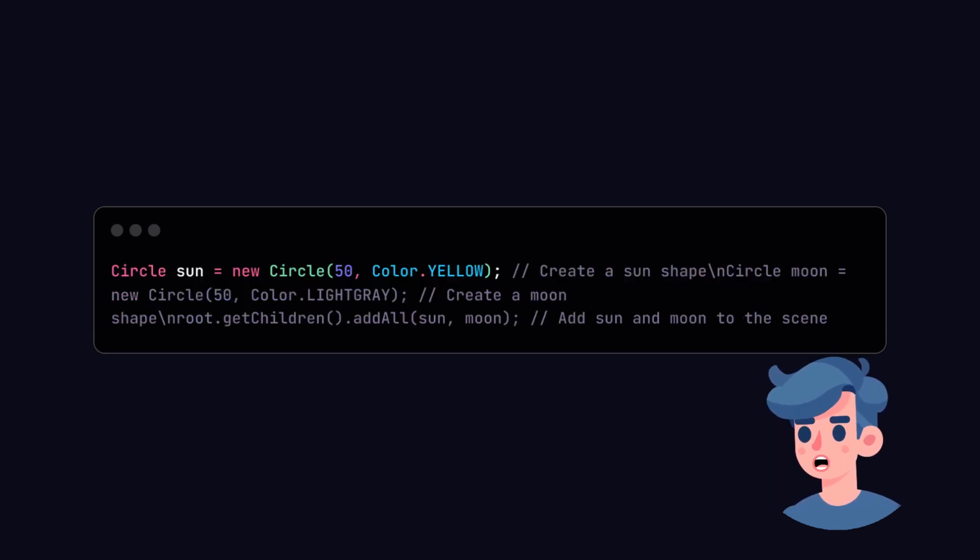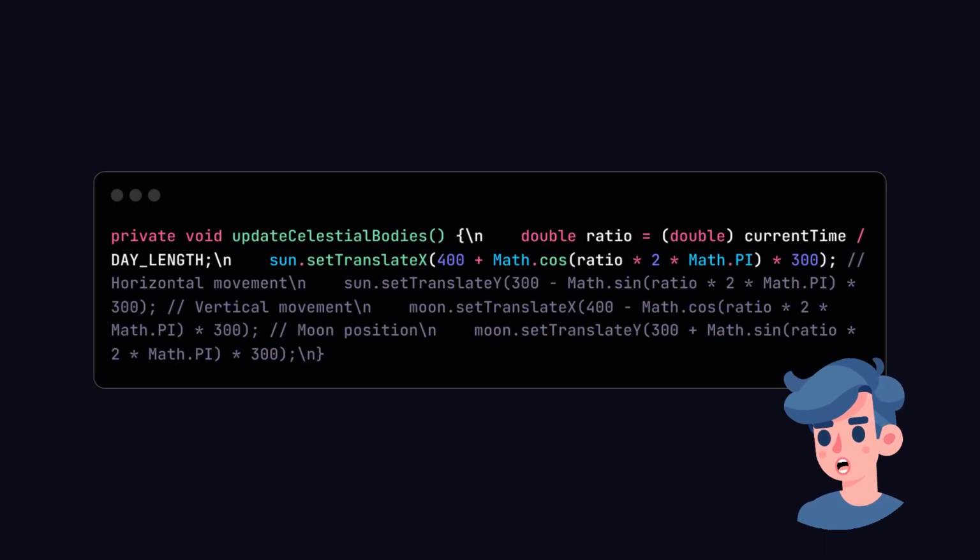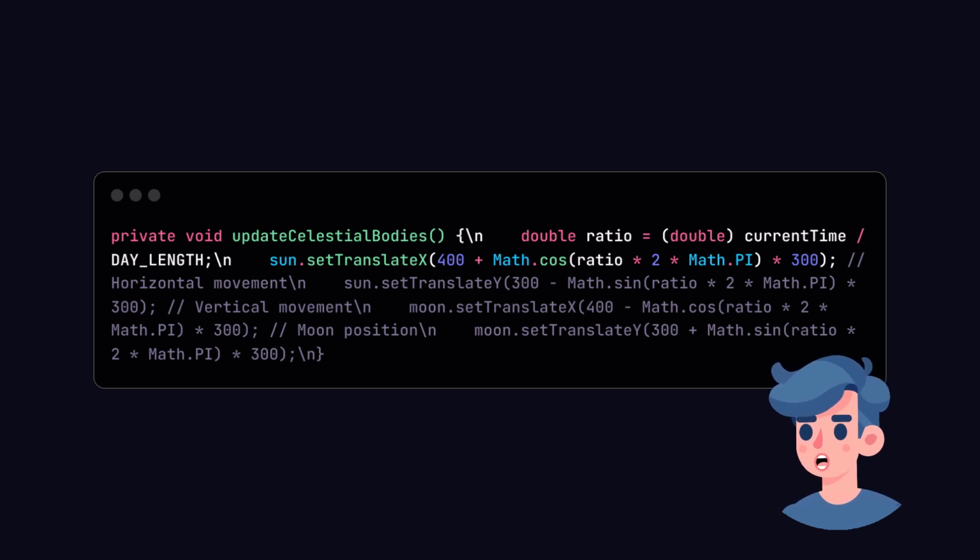Next, let's add some visuals to our scene to make the day/night cycle more engaging. We could add a sun and a moon that move across the screen. We'll create two shapes for these. To position the sun and moon correctly, we need to calculate their positions based on the current time. Here's how to do that.